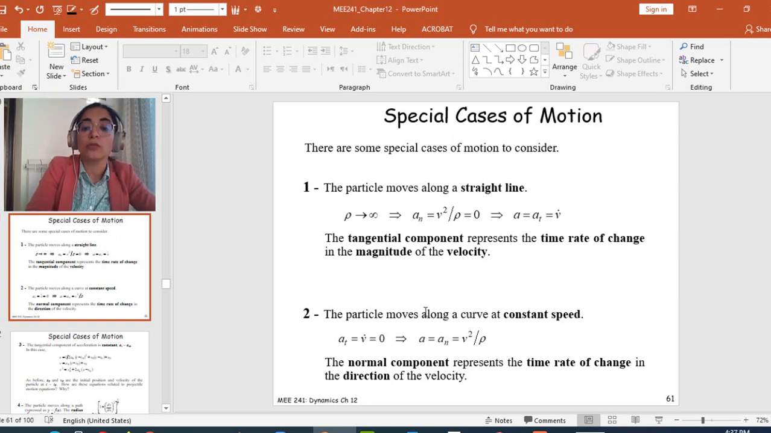If the particle moves along a curve at a constant speed, then this at should be equal to 0, and this an will be equal to v squared over rho. Because in fact, guys, the tangential acceleration stands for what? It stands for the variation of velocity in magnitude, while the normal acceleration stands for what? For the change in direction, guys, of this velocity.